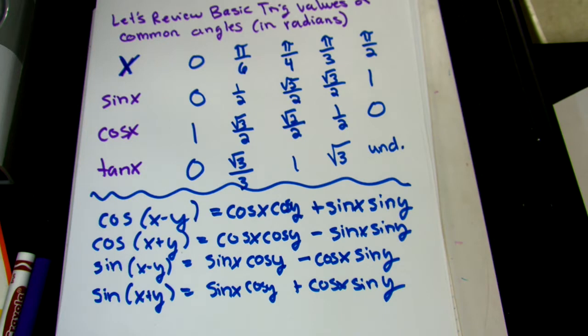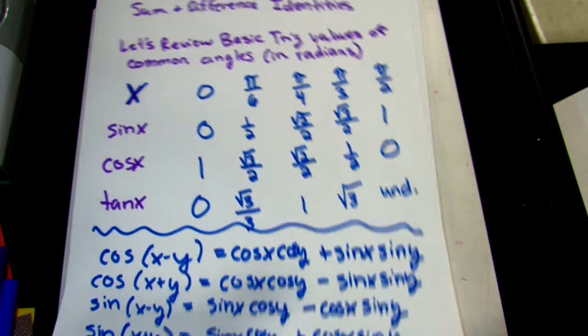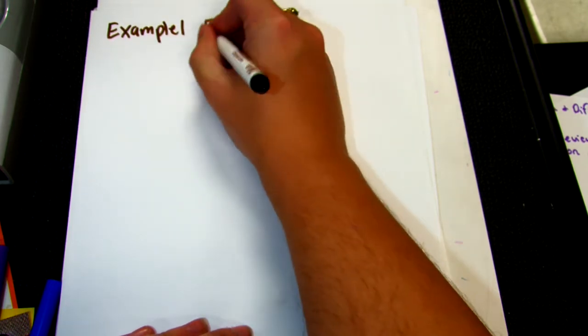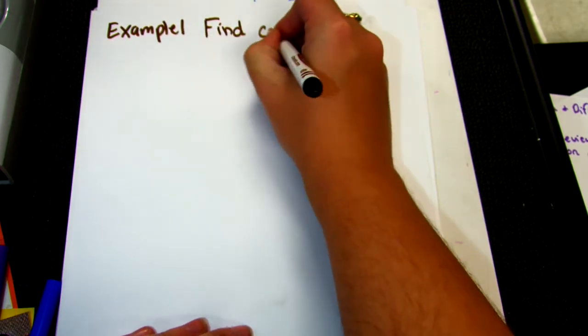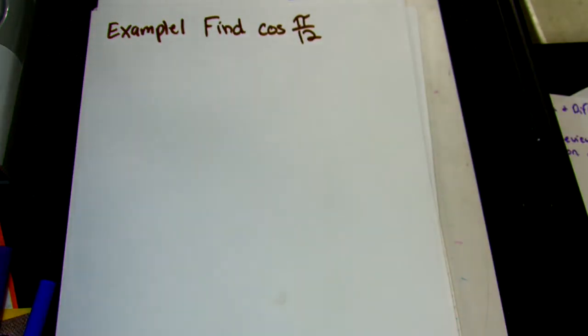Let's call this example 1. Example 1 says, find cosine of pi over 12. When I say this, I want an exact value. I don't want you to plug cosine pi over 12 into your calculator and give me some decimal. That is not what I'm looking for, at all.